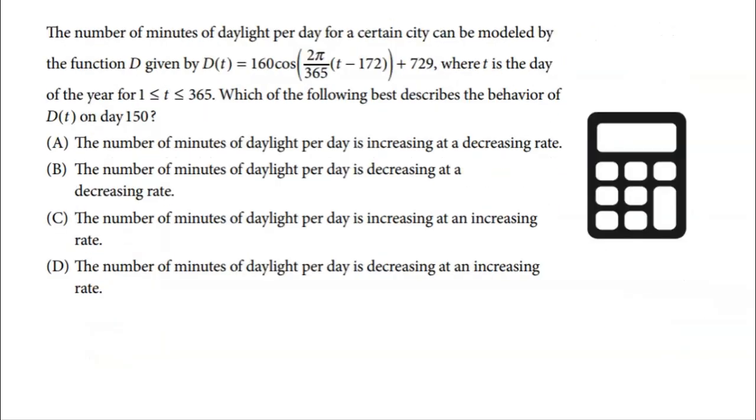All right, these next three and final three problems all deal with calculator-based questions, because that's why we've got that big old calculator there to let you know that this was on the calculator section. All right, the number of minutes of daylight per day for a certain city can be modeled by the function d. There it is, kind of an ugly cosine function, but hopefully we understand what all those transformations are. Where t is the day of the year from 1 to 365, which of the following best describes the behavior on day 150? Now, this is a calculator-based question, so my recommendation is to graph it on your calculator.